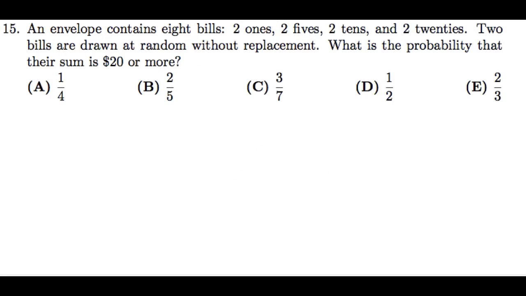Number 15, so let's look at this one together. So here we have 2 bills are drawn at random without replacement. What is the probability that their sum is $20 or more? So then how many ways can we pick up 2 bills out of 8 bills? It will be 8C2, which will be in fact equal to 28.